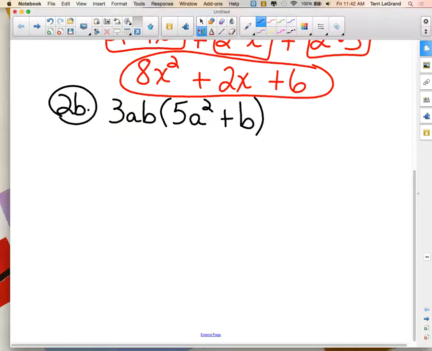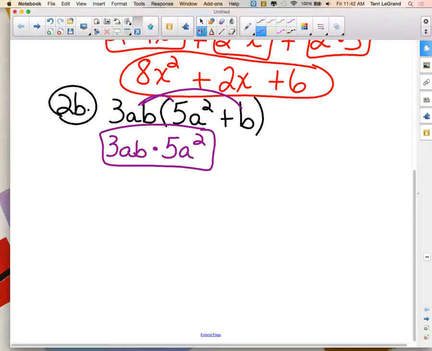Okay, now back to let's get this multiplied. We have two multiplications to do. We have 3ab, that has to be multiplied times 5a squared. Write these down carefully because just one little piece missing makes the whole thing wrong.